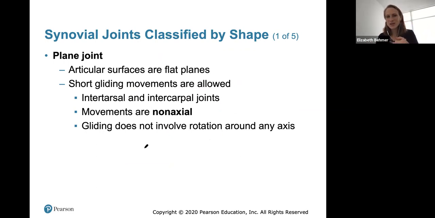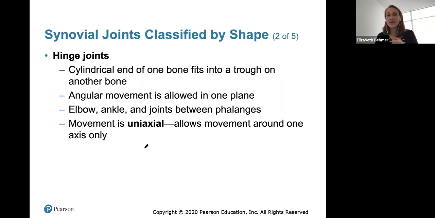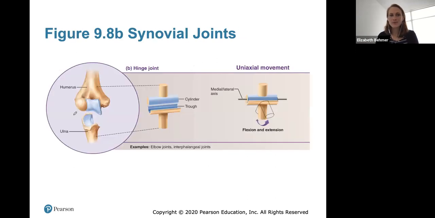The plane joints, so then we'll get into some synovial joints classified by shape. Plane joints have short gliding movements. I won't ask you a lot about plane joints, but they're found in the metatarsals and carpals. Hinge joints, I might ask you, a good example of a hinge joint is the elbow. And this is angular movement in one plane. So this is an elbow, a hinge joint.